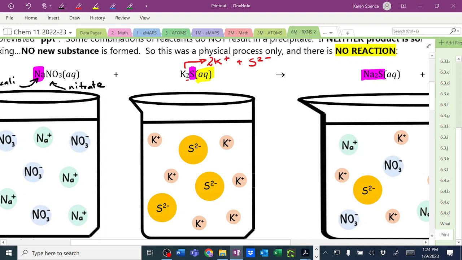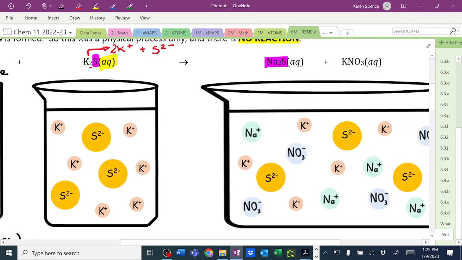What do you know about Na2S, solid or aqueous? Na2S. Na is an alkali. So it is aqueous. So you'll notice that sodium and sulfide are still floating around aqueous. They are not together as a solid.